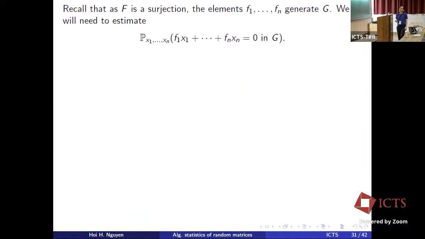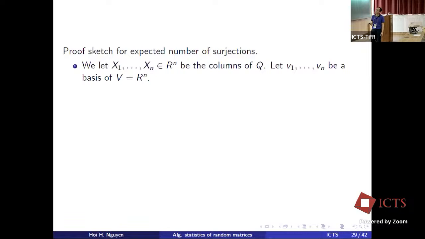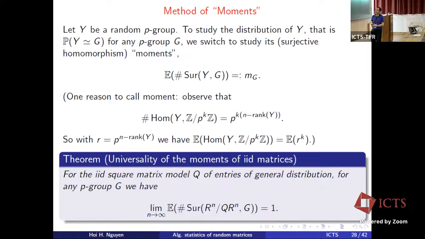So for example, if you look at the homomorphism of your group, a P group, to this cyclic group, it gives you the co-rank of the matrix, the co-rank over P. So the expected number of homomorphisms from that to that is the kth moment of basically the co-rank. So these are P to the power of the co-rank, really basically functions of the co-rank to the power of k. And the Hom and the Sur are kind of dual to each other, so it's easy to read from the surjections for homomorphisms.